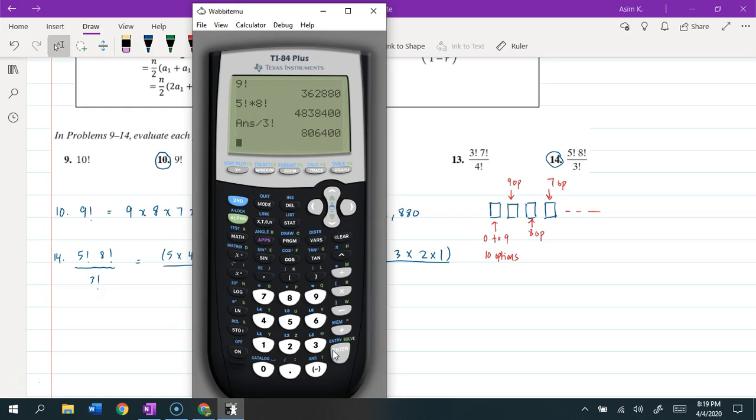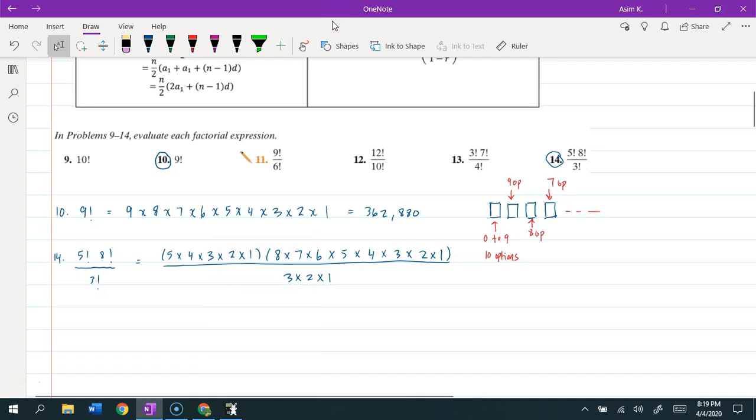806,400. All right. There's one little note I'd like to make for you, and I'm not sure if number 14 gets that point across too well. So I'm going to backtrack a little bit. I'm going to go to number 12 just to show you that you can do this without using a calculator. So think about it.